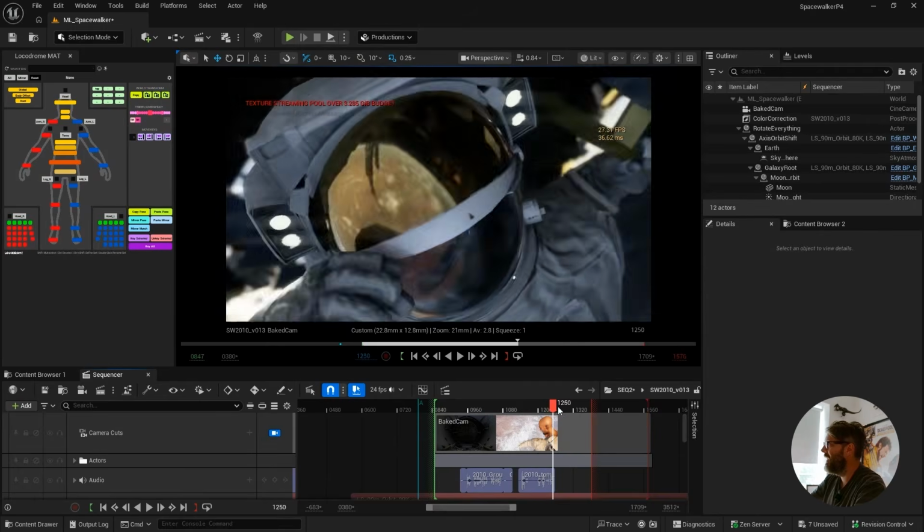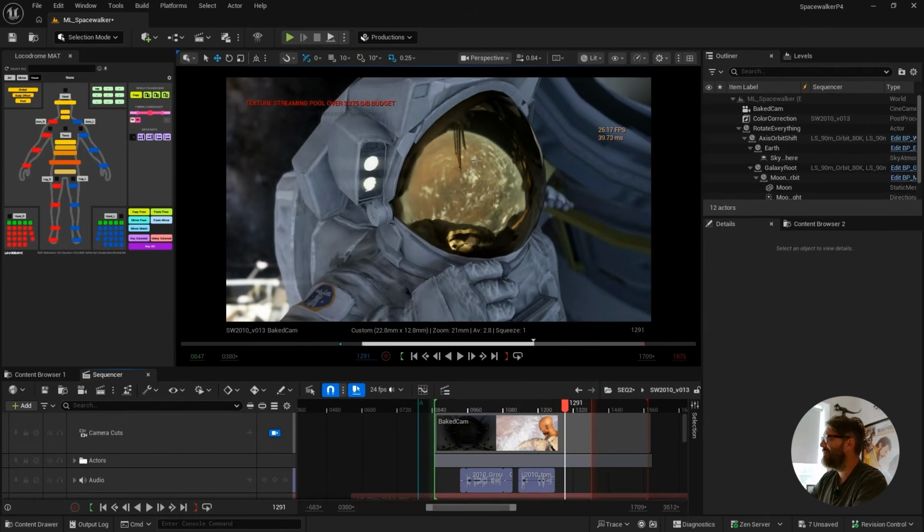So this is interesting. I've had to cheat to get that reflection. I didn't expect that to happen. I just put the visor on, and I had to make the visor as well.